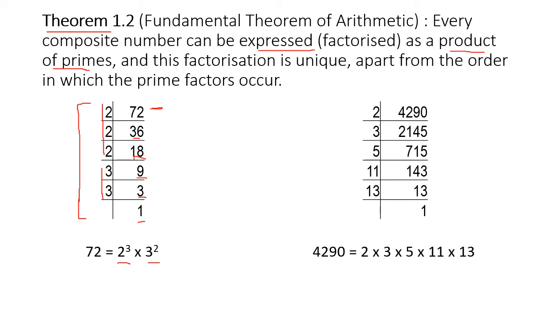The next number is 4290. Yes? Here you can see 4290 is a number in which all these primes occur only one time: 2, 3, 5, 11, 13. So 4290 can be expressed as the product of its primes: 2 into 3 into 5 into 11 into 13. So this is the fundamental theorem of arithmetic.